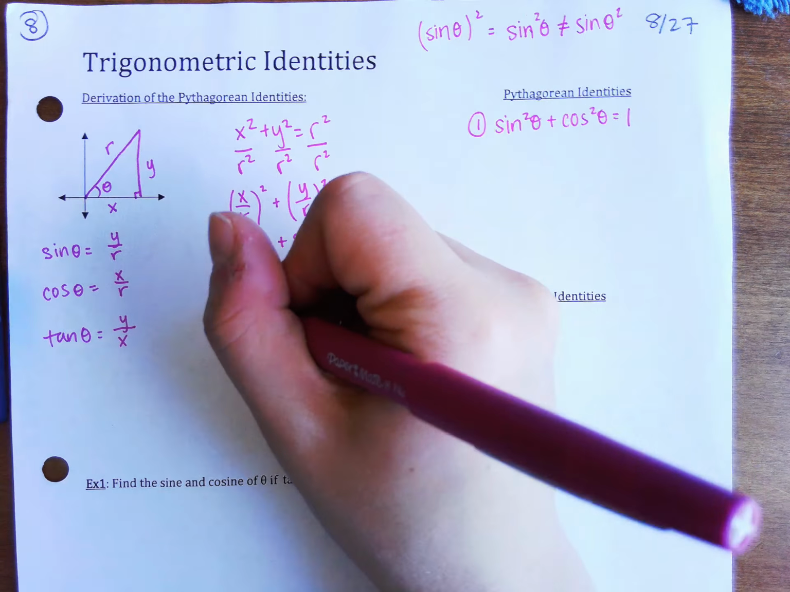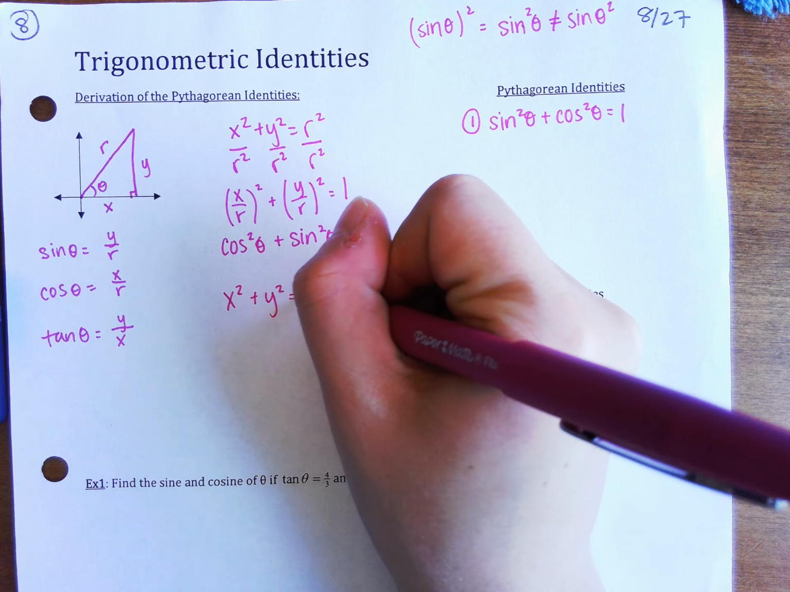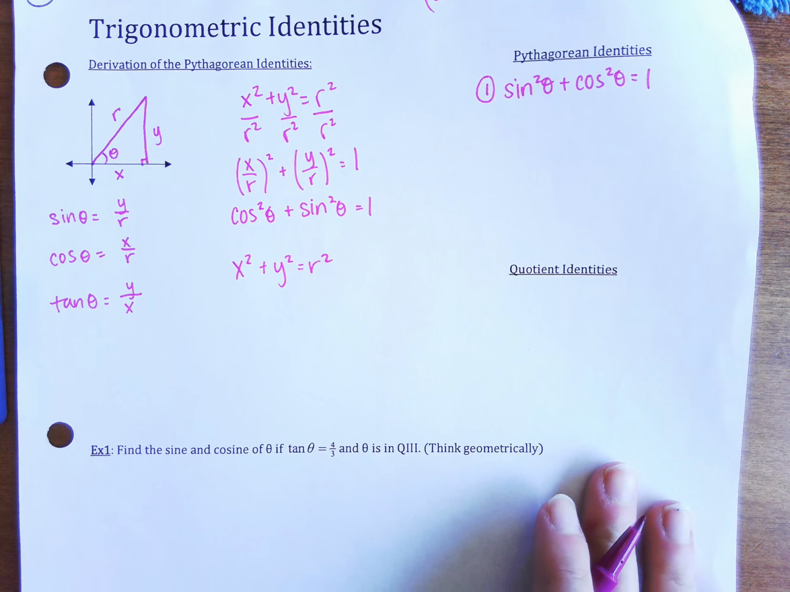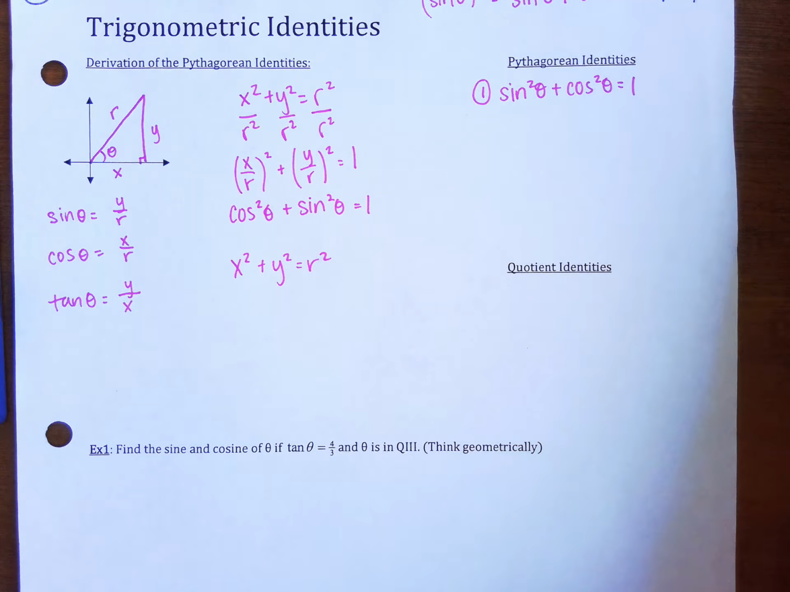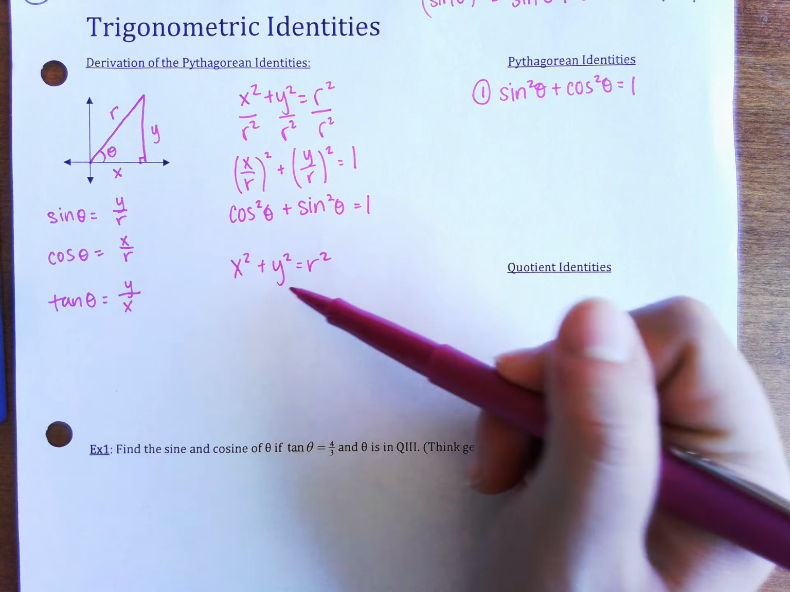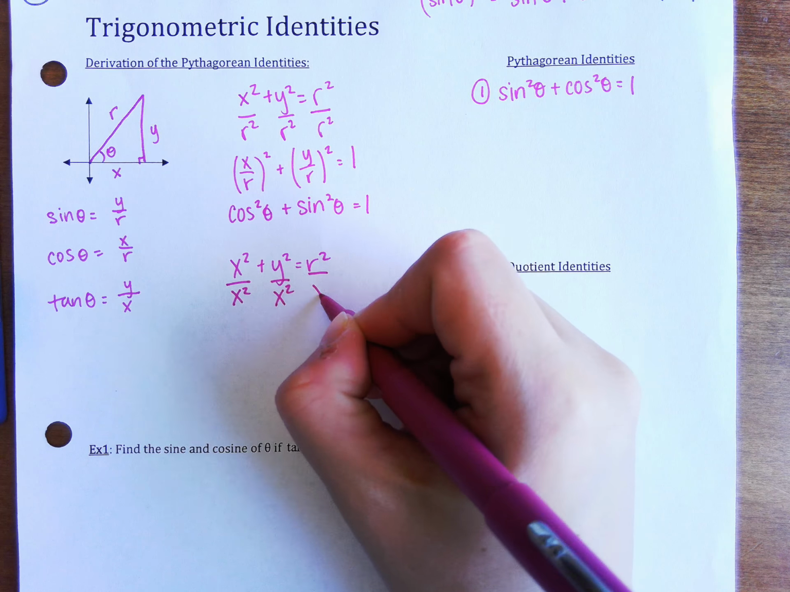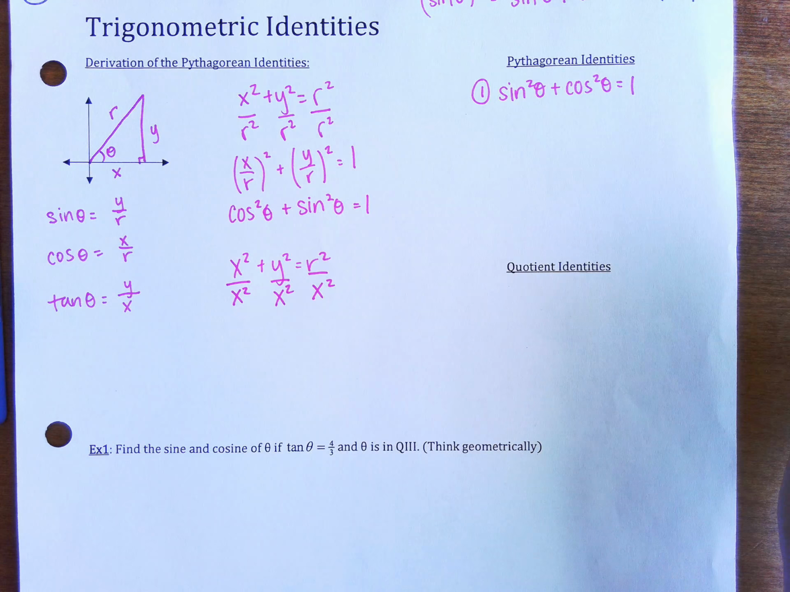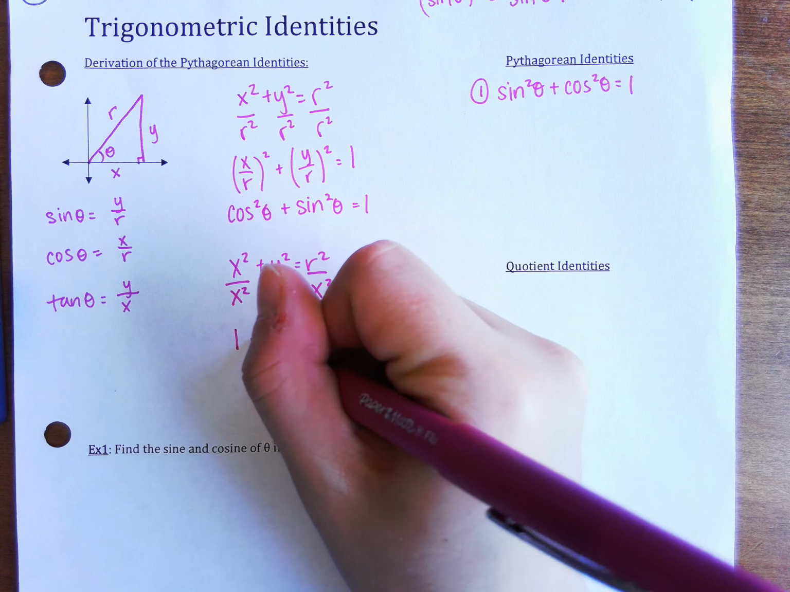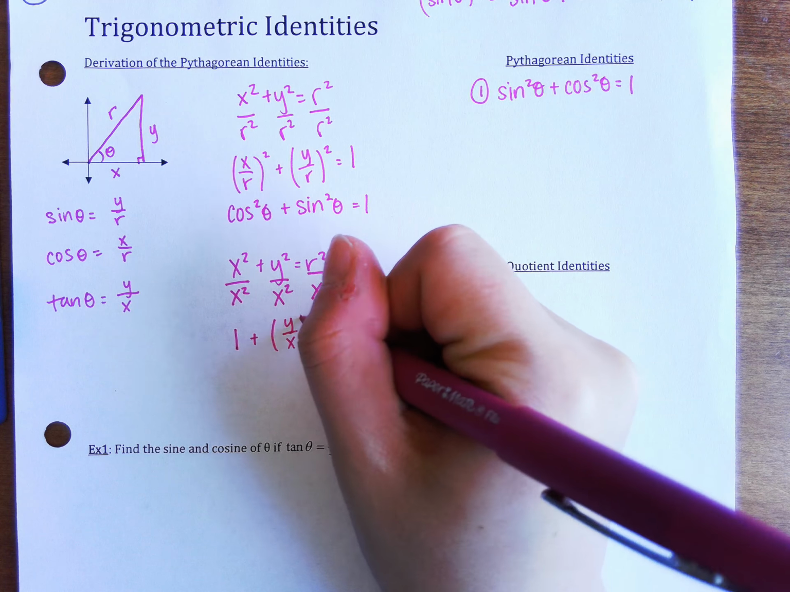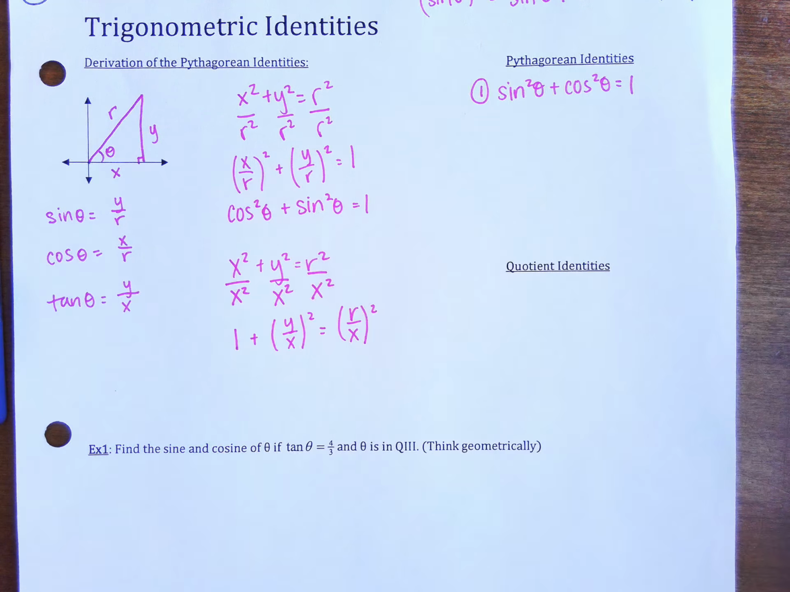So we're going to do the same thing. We're going to start out with our Pythagorean theorem. And instead of dividing by r squared on both sides, we are going to divide everything by x squared and see where that leads us. Because again, x is just some number. So if I divide everything by x squared, I'll get 1. And use the same trick. I'll have y over x quantity squared and r over x quantity squared.